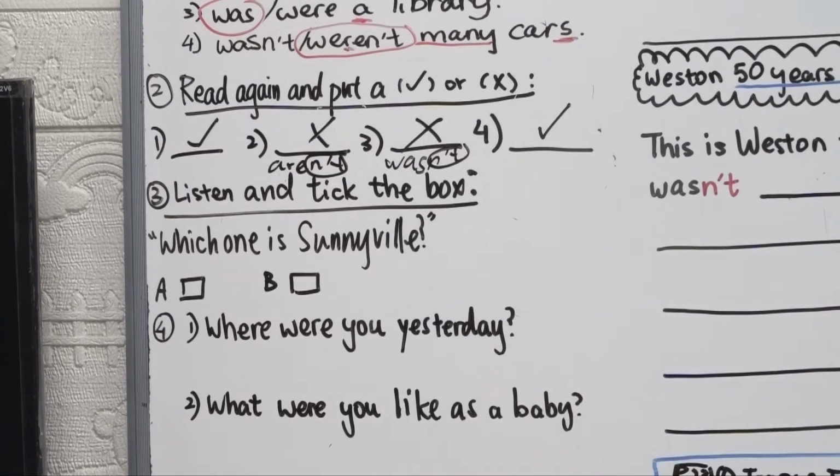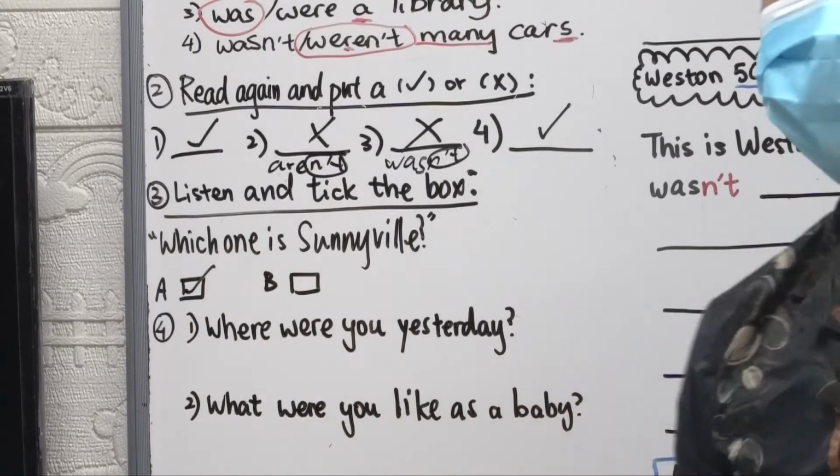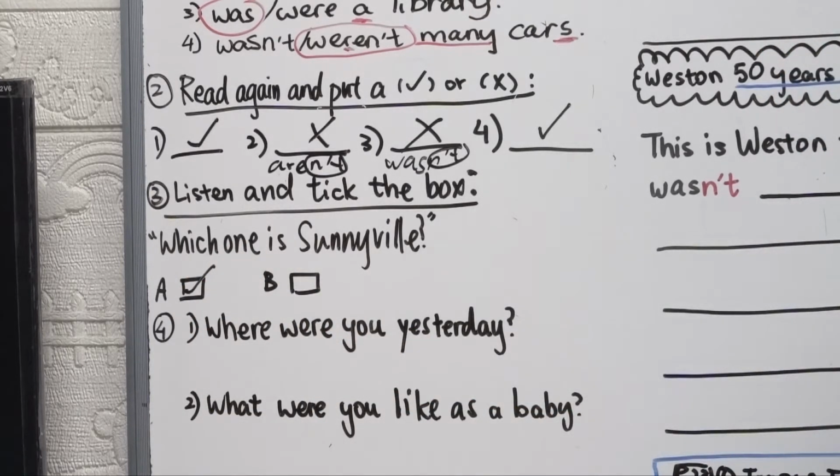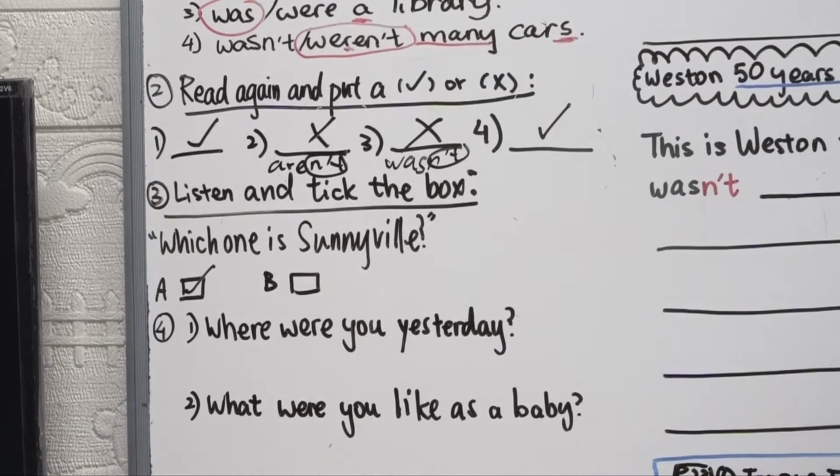Which one has a post office? Right, it should be A, right? So Sunnyvale is A. The one with the post office, because B doesn't have a post office. So from that, we already know the answer, right? A. Sunnyvale is A. Alright? Now let's look at part 4.